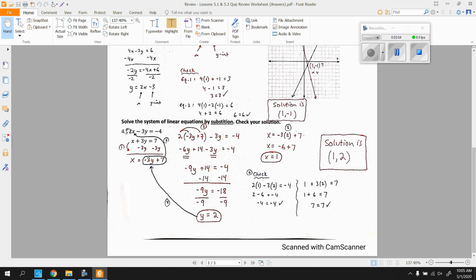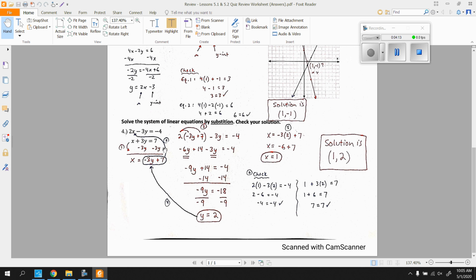The first thing I actually did was I picked one of the 4 variables. This is kind of all the steps put together. Picked one of the 4 variables and got it by itself. So I looked at this x and said, hey, that's almost by itself. I just got to get rid of this 3y. So I brought the 3y to the other side, and I had x equals -3y plus 7.